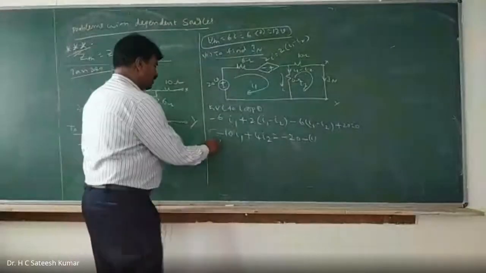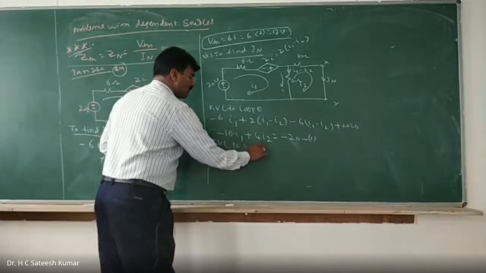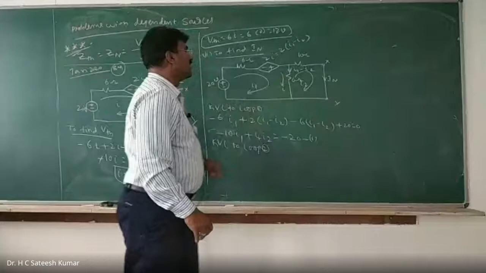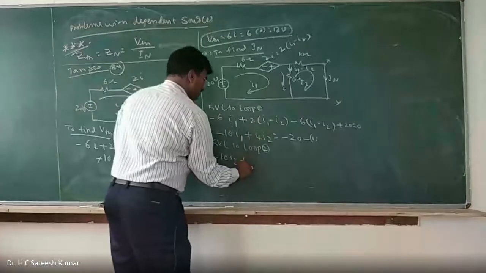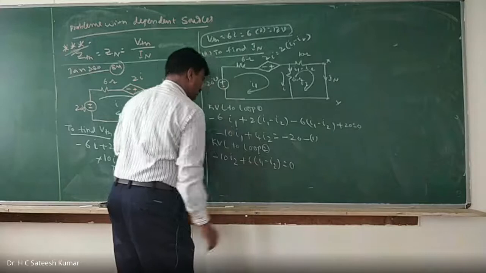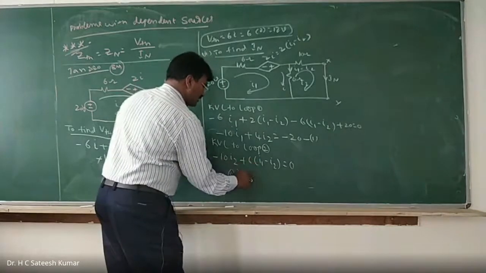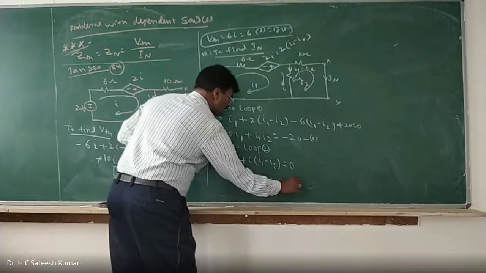Next, KVL to loop 2. Start from this point. Minus 10I2, and if you come this way, plus 6 into I1 minus I2 is equal to 0. So 6I1 minus 10 minus 6, minus 16I2 is equal to 0. Call this as equation number 2.